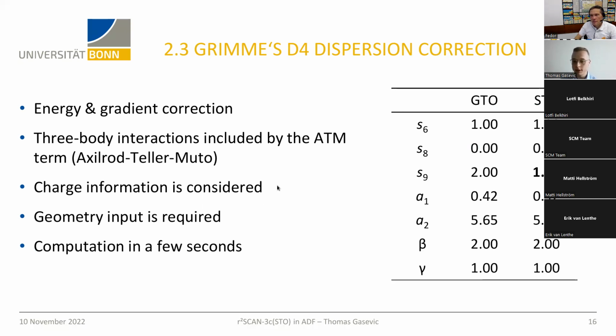On the right side, I'm showing you the parameters for it. It's just if you're familiar with D3 or D4, but it's not very important right now. I only want to show you that going from the GTOs to the STOs, we just changed one parameter, the S9, which scaled down from 2 to 1.53, and this just scales down the ATM terms or the three-body interactions.